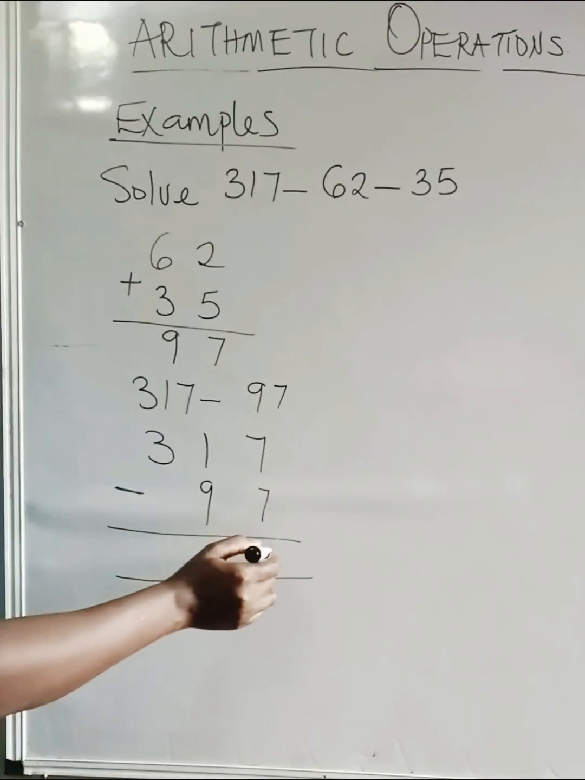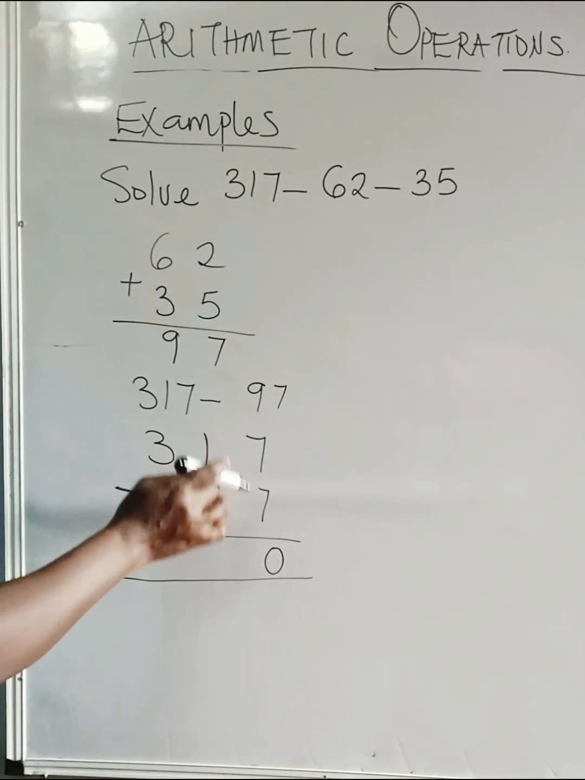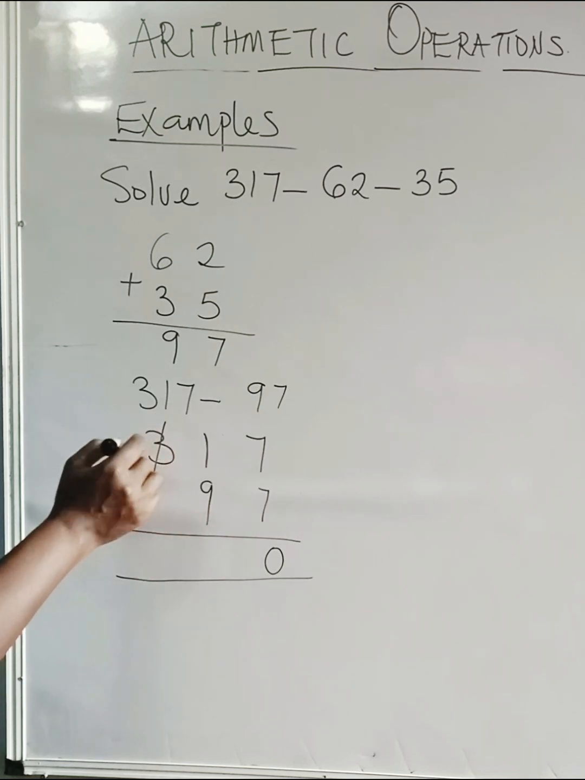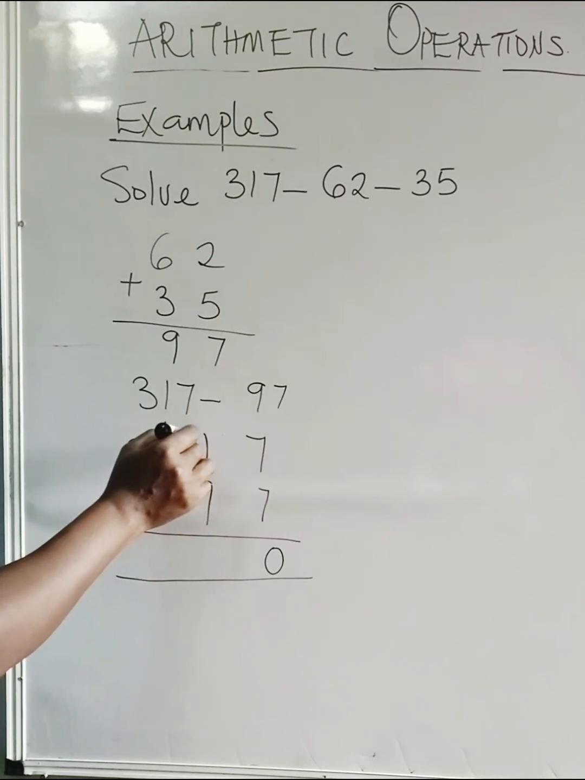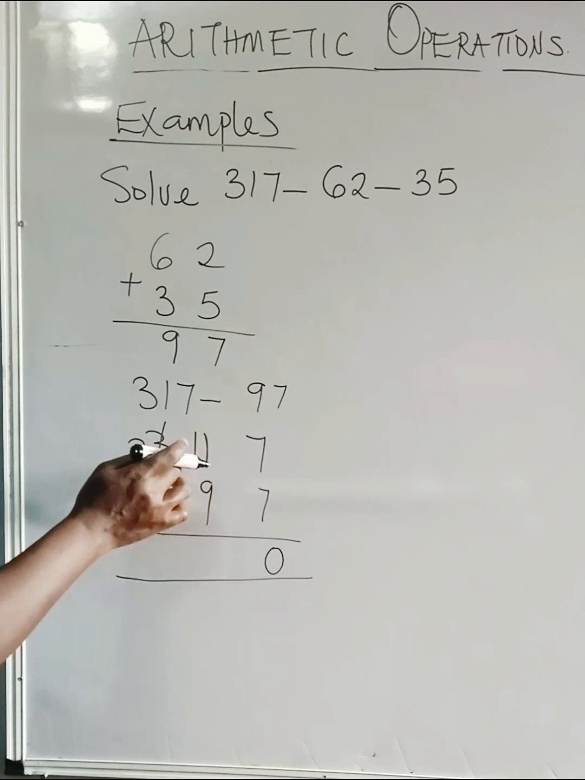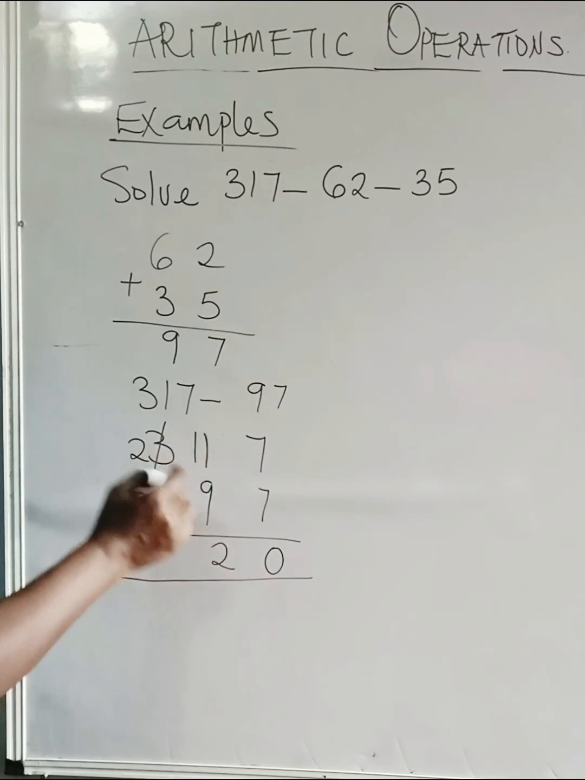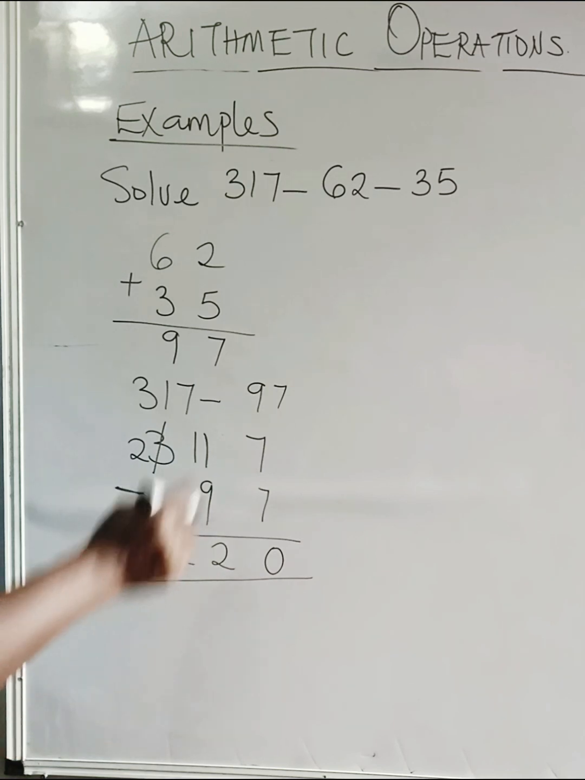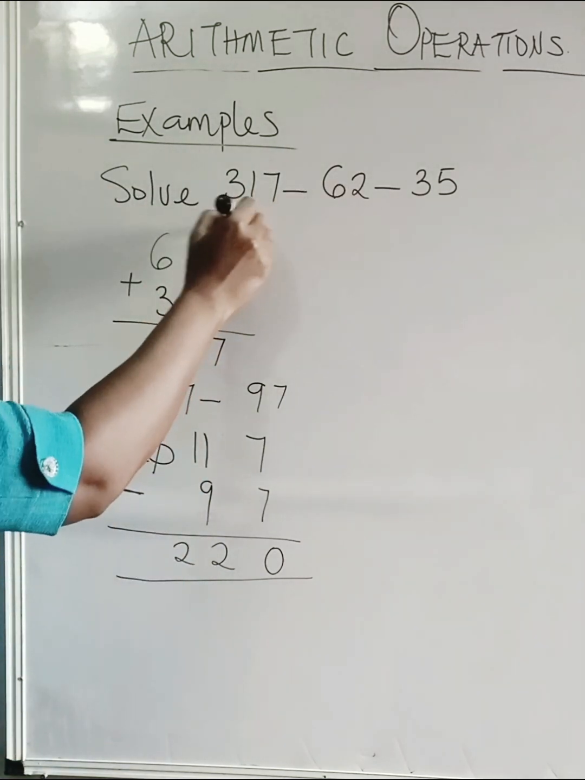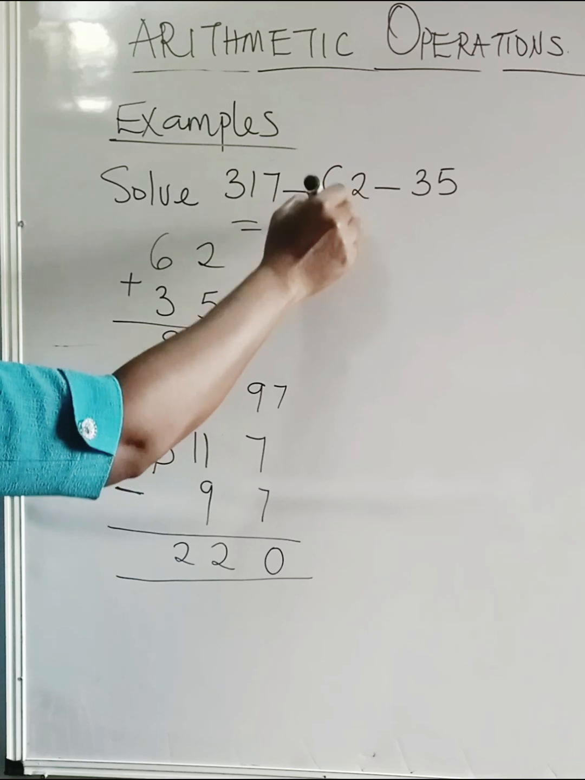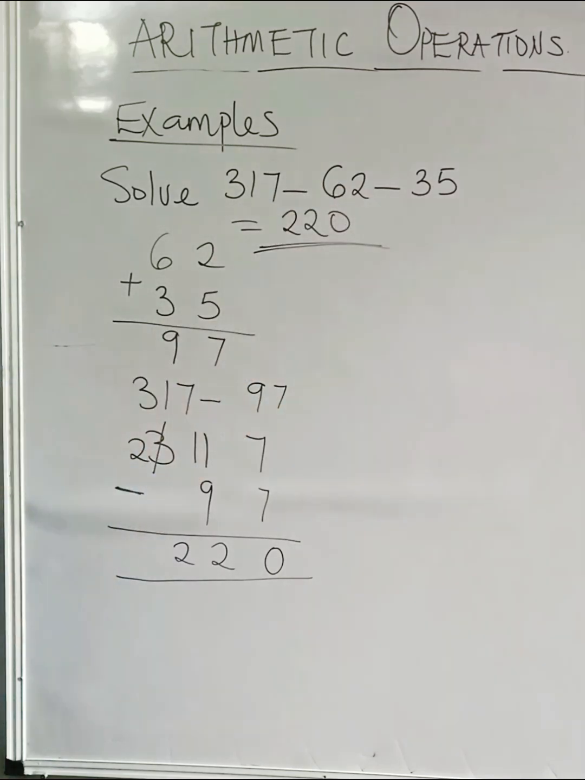7 minus 7 will give us 0, and 1 minus 9 is not possible. We borrow 1 from here. This becomes 2, and this now becomes 11 because it's 10 plus 1, 11. 11 minus 9 will give us 2, and here we have 2. So now the value for this expression equals 220, and that's our answer.